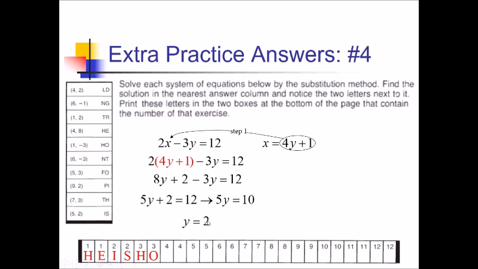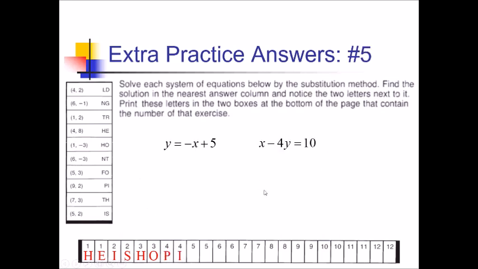Now that I know what y is, I can plug that back in and find the value of x from this second equation that we had over here. So plugging 2 in for this y, we've got x equals 4 times 2 plus 1. So that's 8 plus 1, which comes out to 9. So overall, my point then is going to be 9, 2. And looking that up over here in my answers, I've got a 9, 2 right here next to the pi. So that's what I'll put in spot 4, p and i.